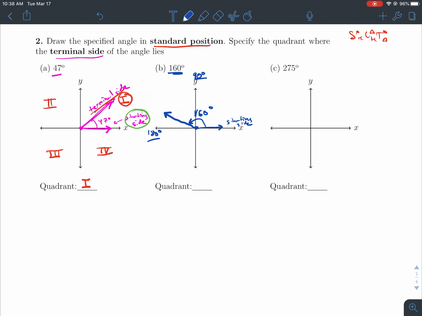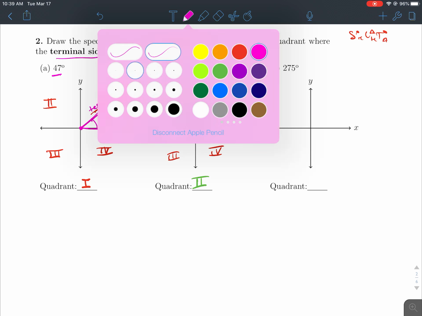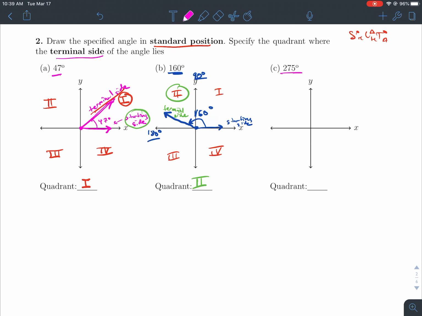All right, so which quadrant does this end in? Well, we label our quadrants 1, 2, 3, 4. And our terminal side, the ending side, terminal means ending, is in quadrant 2. All right, for problem number 3, this one is the craziest one, 275 degrees.